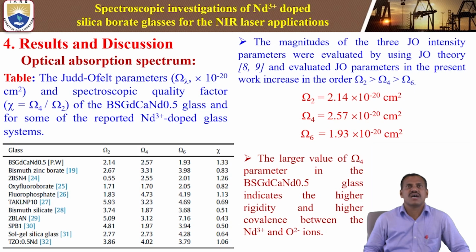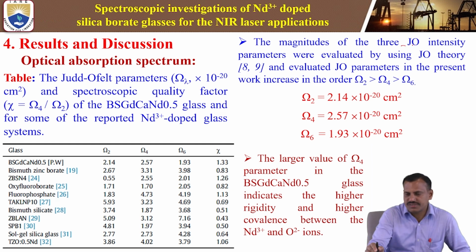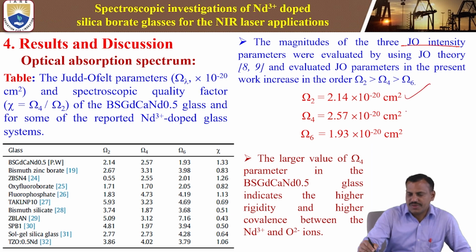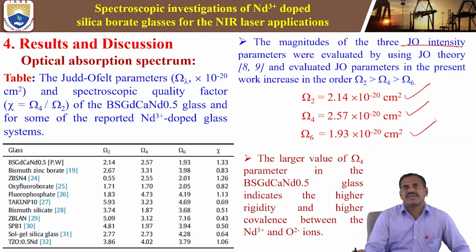Next, from the optical absorption spectra, we have calculated the Judd-Ofelt intensity parameters, that is the JO parameters, omega 2, omega 4 and omega 6. In the present study, omega 2 is 2.14 times 10 to the power of minus 20 centimeters squared, omega 4 is 2.57 times 10 to the power of minus 20 centimeters squared, and omega 6 is 1.93 times 10 to the power of minus 20.